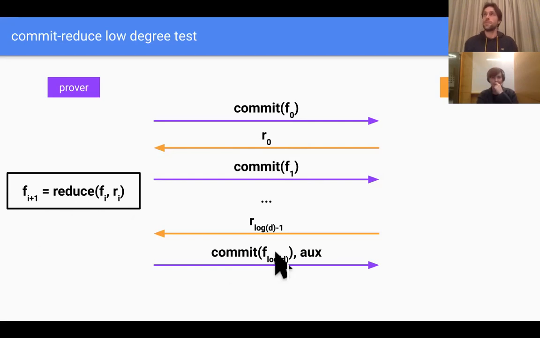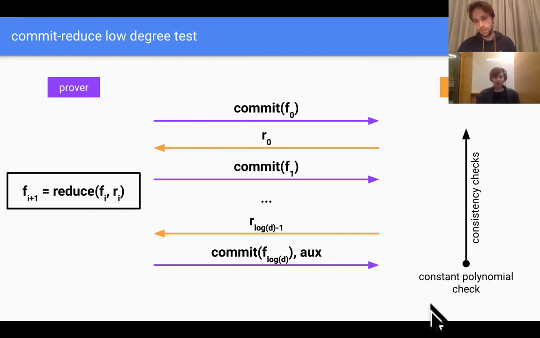Constant polynomials are very easy to work with, and the verifier can check that everything is consistent at this lower level. So you have this constant polynomial check, and then the verifier works itself all the way back. If f sub log d is constant, then the one just before is of degree 1, and then 2, and then 4, and then 8, and 16. That way you get your low degree test. The verifier can be convinced that indeed this polynomial f_0 was small.